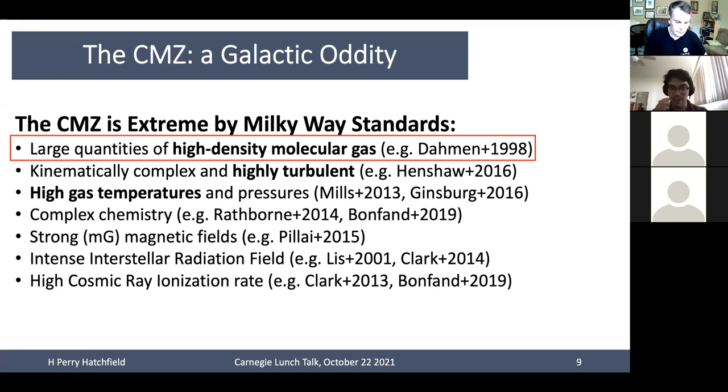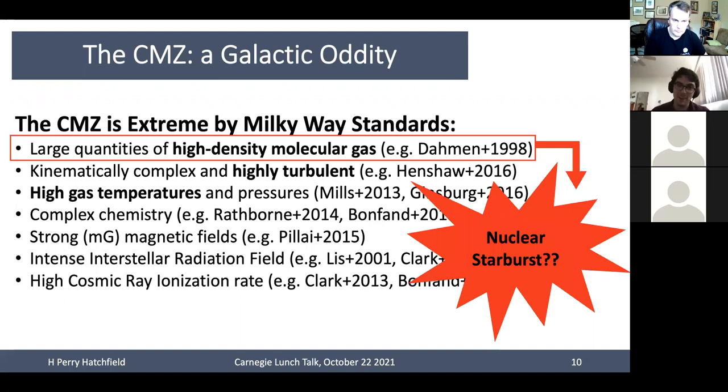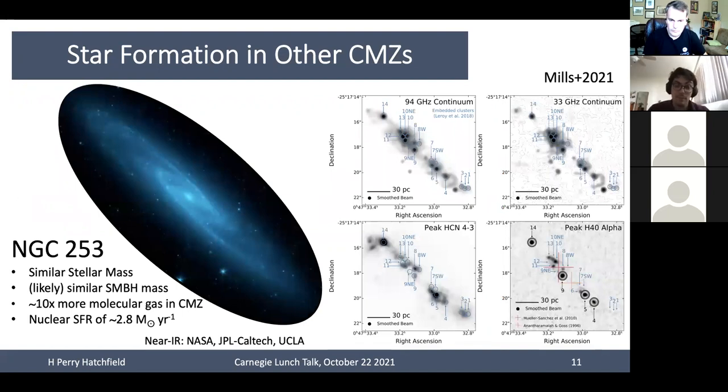And if you study star formation, you might suspect that a large quantity of high density molecular gas would lead to a lot of star formation, a nuclear starburst in our Milky Way. It's not unreasonable to think that that might be the case when we look at nearby galaxies that do have nuclear starbursts like NGC 253. We see somewhat similar properties. NGC 253 has a similar stellar mass, likely a similar black hole mass at the center. It does have about a factor of 10 more molecular gas within its central molecular zone than our Milky Way does, but its nuclear star formation rate exceeds the star formation rate of the entire Milky Way galaxy combined.